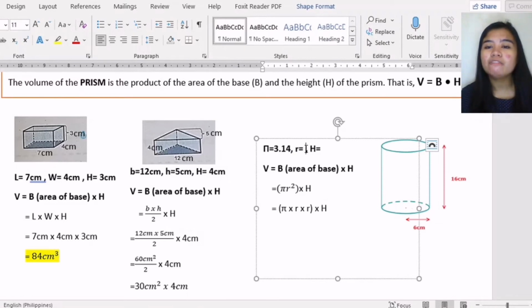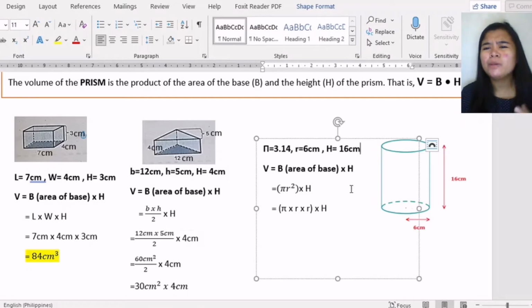And then, r, for radius. The radius here is from the center to the boundary, that is 6 centimeters. We put 6 cm. And then, our height here is 16 cm. So, that is the height. Now, using the formula, volume is equal to the area of the base times the height.